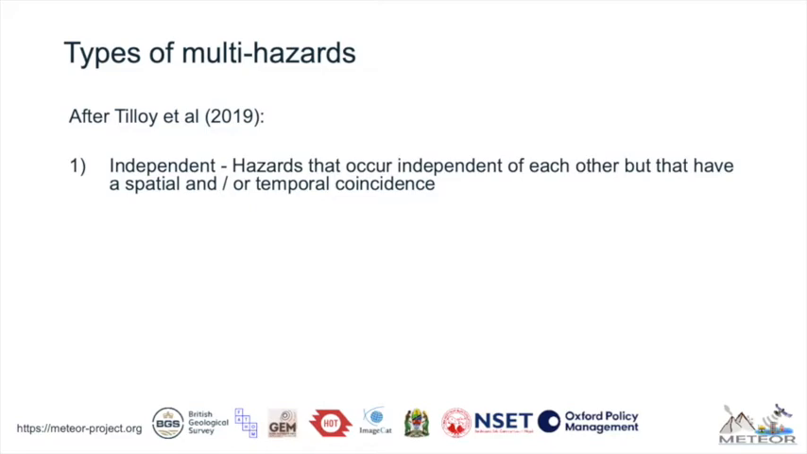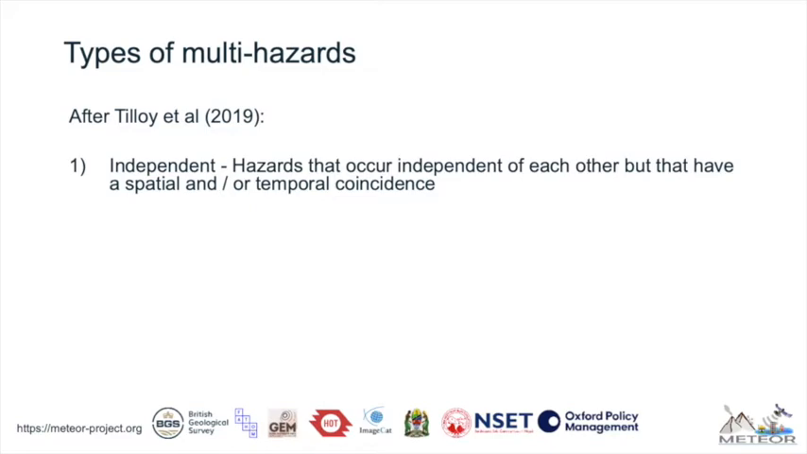This may be, for example, the arrival of a tropical cyclone occurring simultaneously with a volcanic eruption. This was famously the case during the large eruption of Pinatubo volcano in the Philippines in 1991, when Typhoon Diding made landfall as the paroxysmal phase of the eruption began.